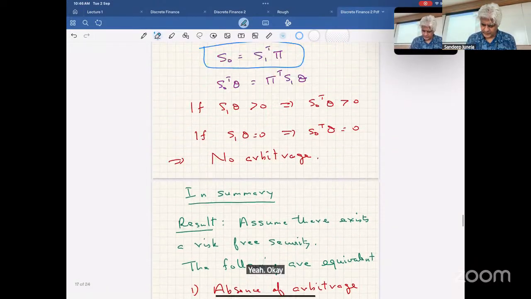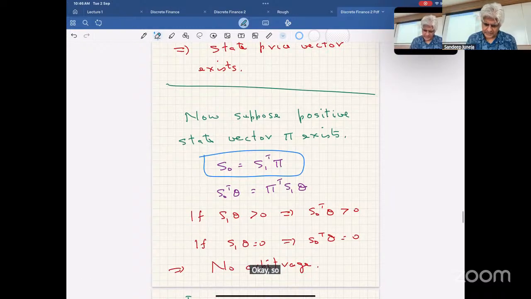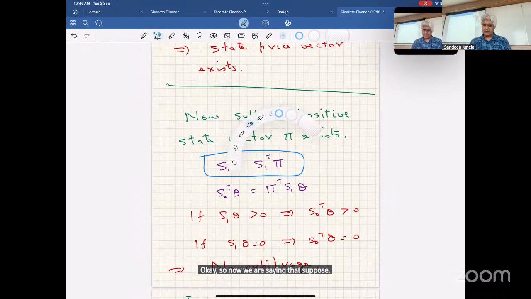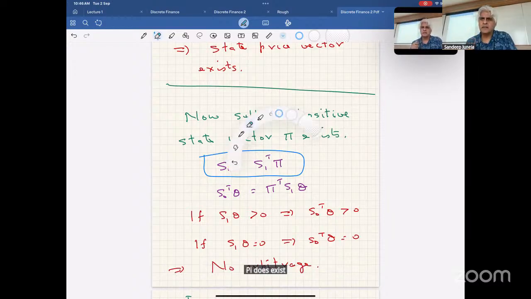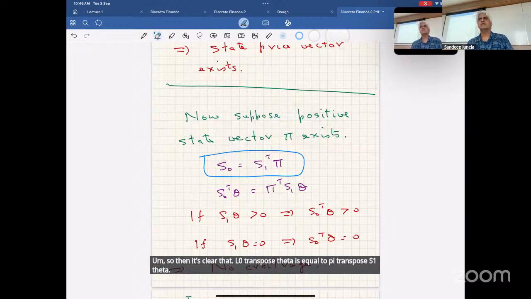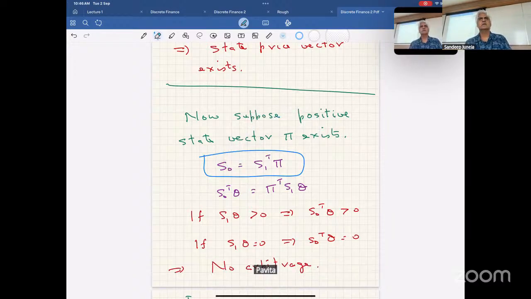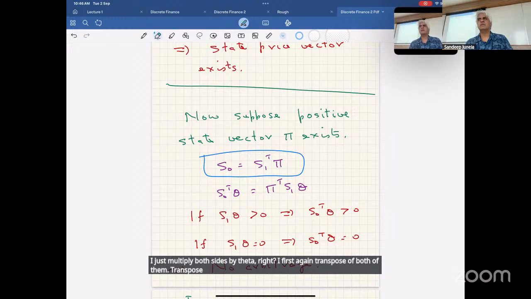Okay, so where are we? Now we are saying that suppose a positive state vector pi does exist. Then it's clear that S0 transpose theta is equal to pi transpose S1 theta for every theta. I just take the transpose of both sides and then multiply by theta, right? Now, what does that mean?